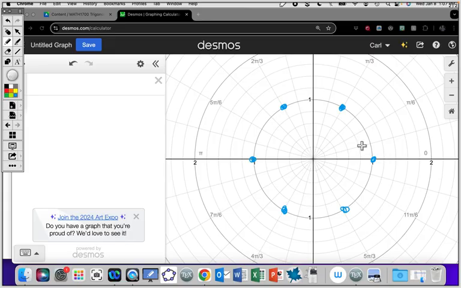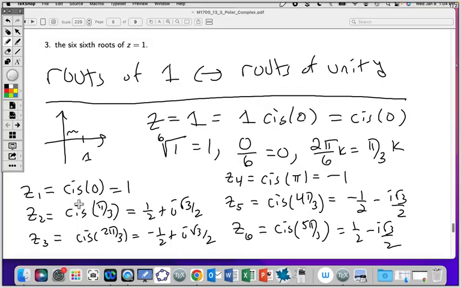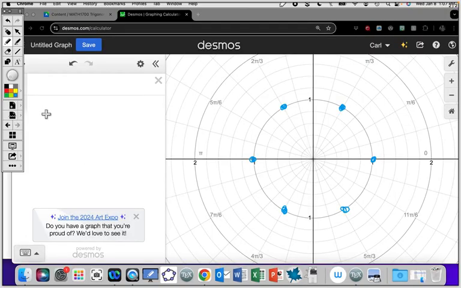But here's what's neat about the nth roots of unity. Each of these has a modulus of 1. All right? So what happens if I multiply two of these things together? So what if I happen to take cis of alpha times cis of beta? All you're doing is adding those angles. Cis of alpha plus beta.